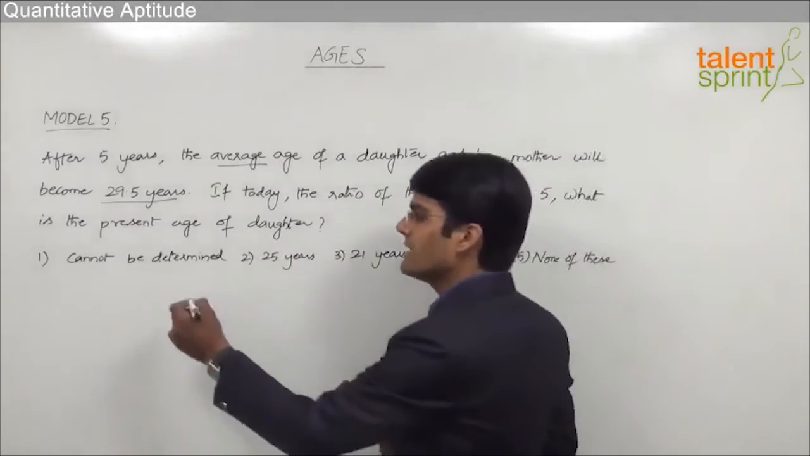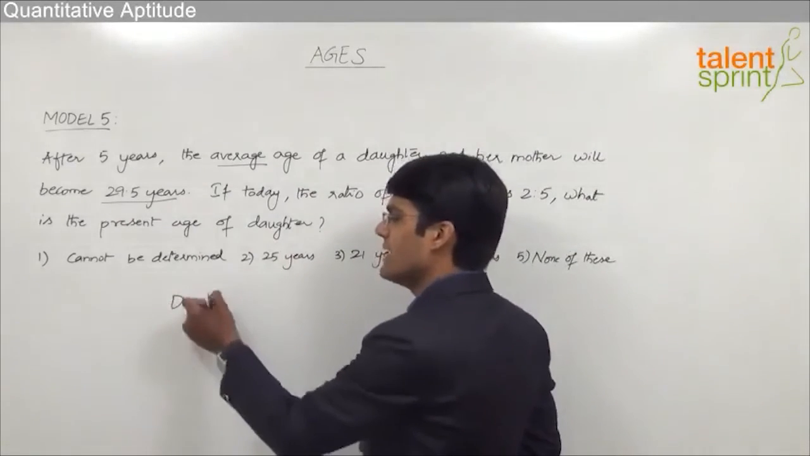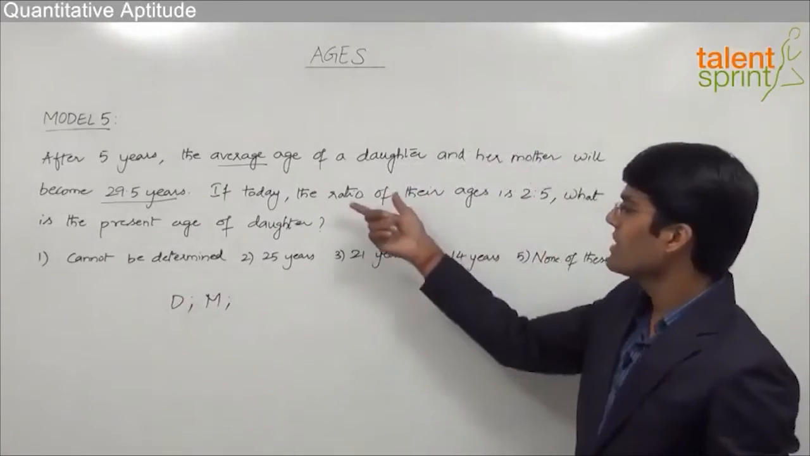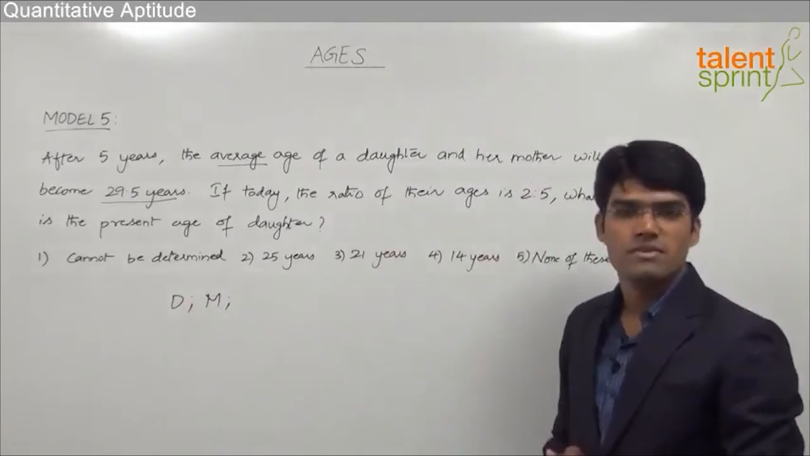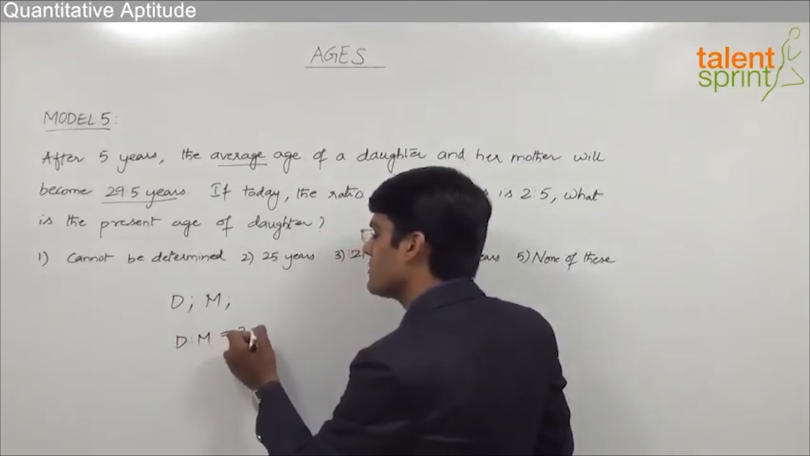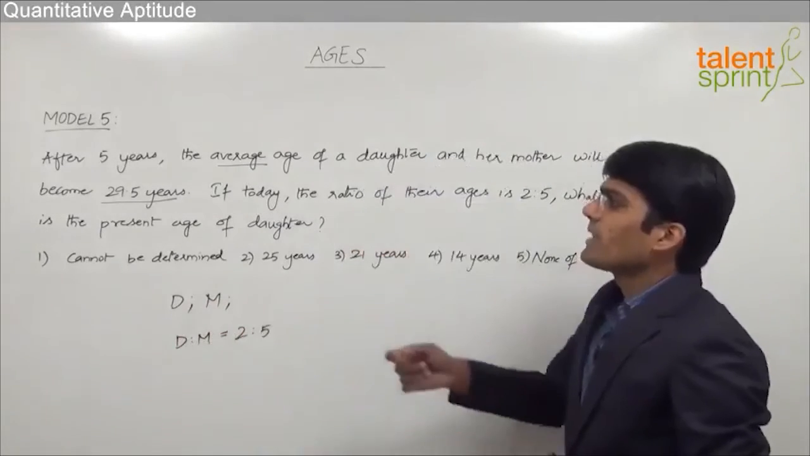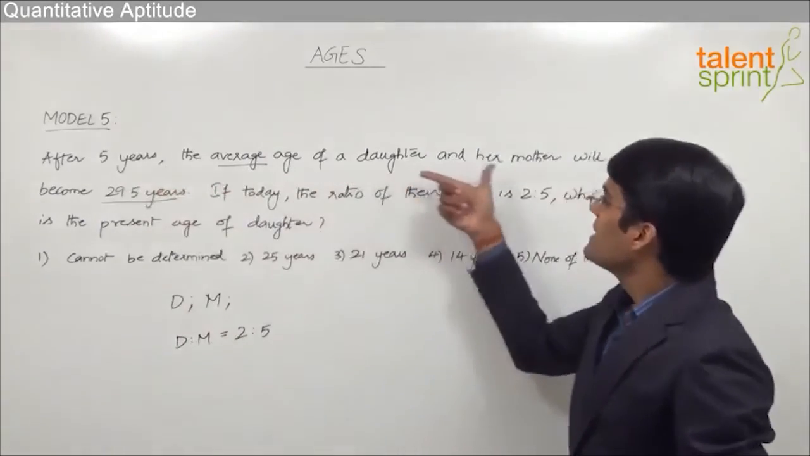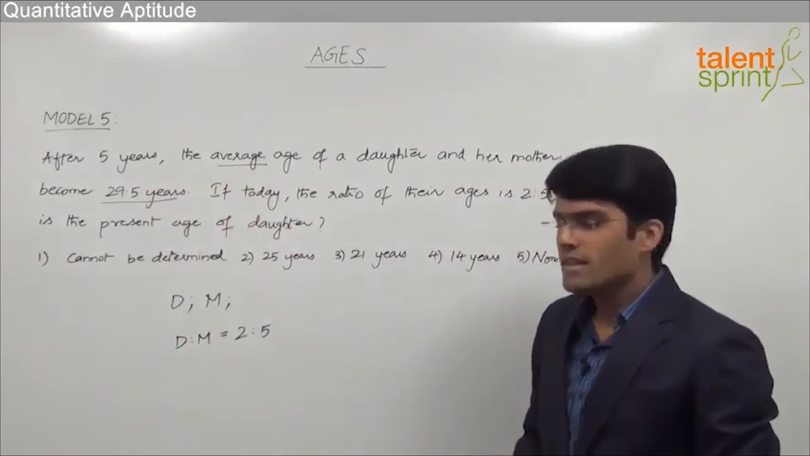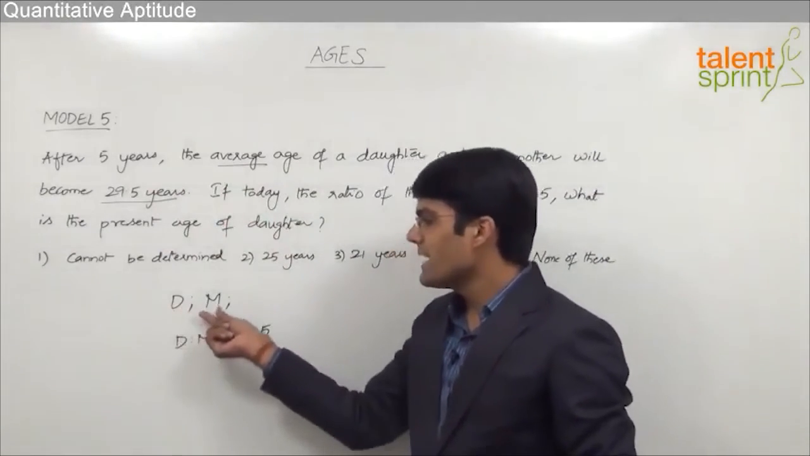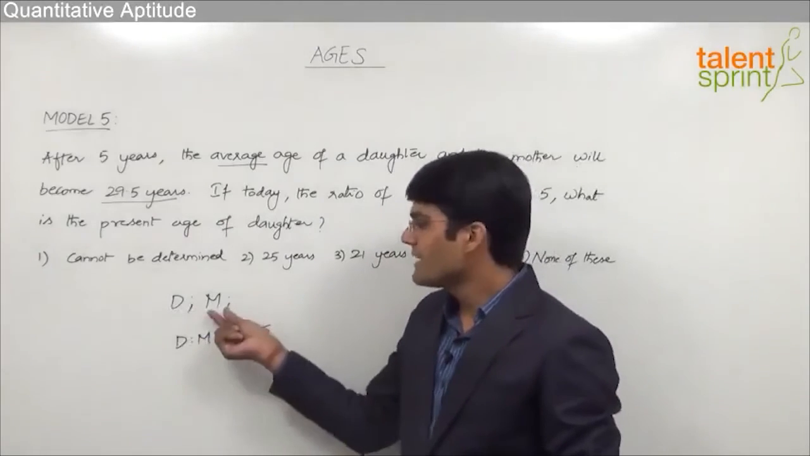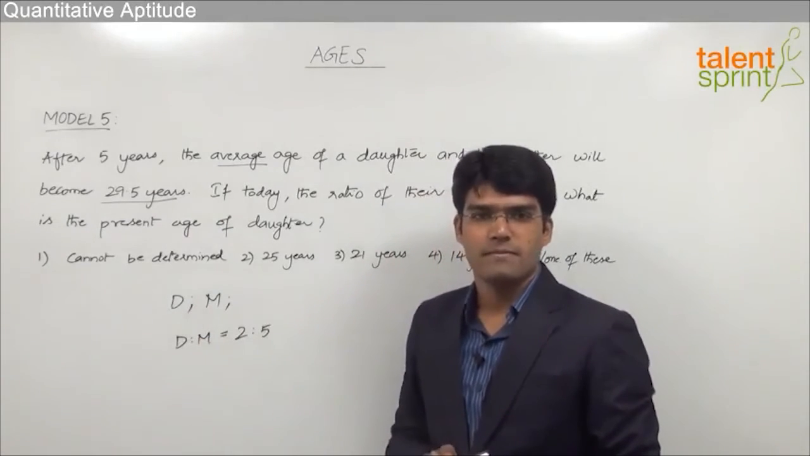Let us assume that the present age of daughter is D and the present age of mother is M. So as given in the question, the ratio of their present ages is 2:5. So we can say that daughter is to mother is equal to 2:5. Now, after 5 years, the average age of the daughter and mother will become 29.5 years. If the present ages are D and M, after 5 years, daughter's age will be D plus 5 and mother's age will be M plus 5.